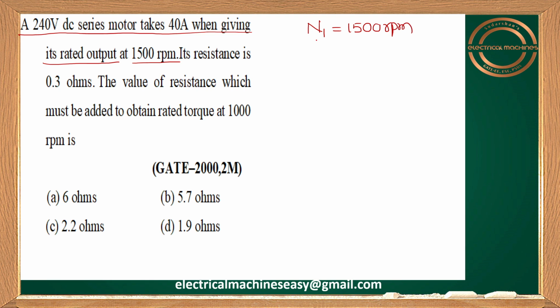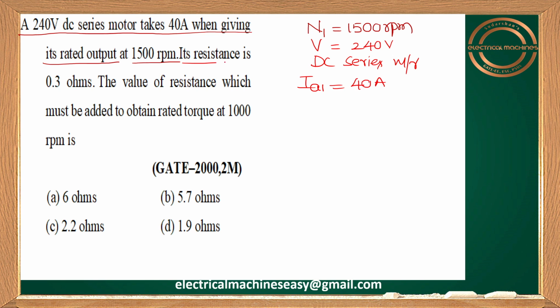And again, what supply voltage has been given? 240 volts, and it's a DC series motor. And initially, how much current is taken? IA1, how much is it? I think it has taken 40 amperes.